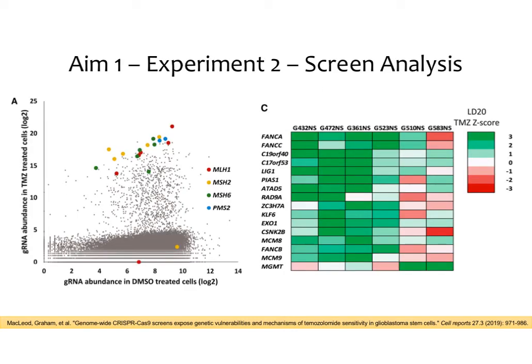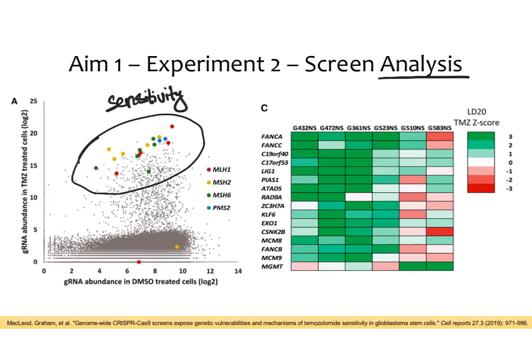And once they actually performed the screen, the next piece, as we talked about, was to analyze the screen. So in their analysis for sensitivity, this is their plot showing that there were 4 genes that really came to the top. And this is for resistance. And this is showing, again, that there were a few genes that really came to the top for them. And so this, again, sort of seems logical. There are other papers that have identified these genes as being important for sensitivity and for resistance.